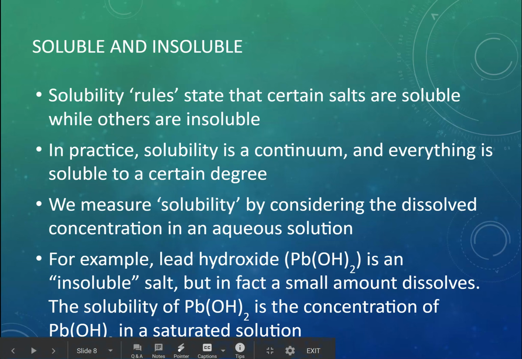Okay, so soluble and insoluble. There's no such thing as insoluble. That's probably the most important thing to be aware of. There is no such thing as insoluble. I will repeat this, okay, because it's really important. Everything will dissolve to some extent. It's just that for some things that extent is very, very small. Okay, so everything is soluble on a continuum.